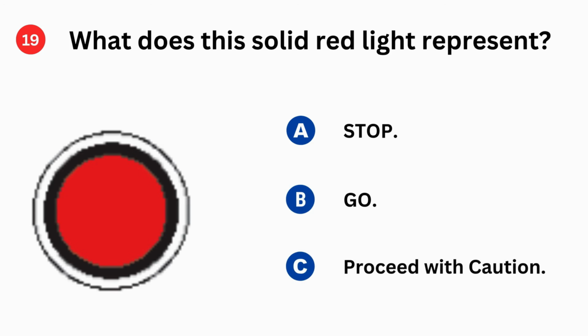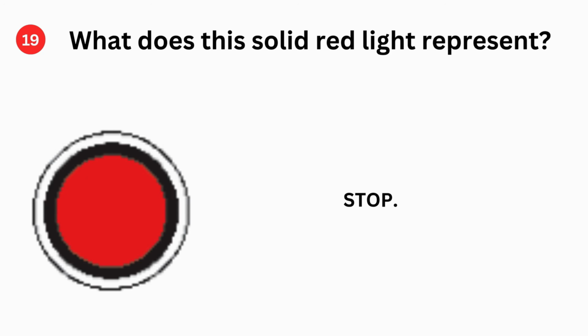What does this solid red light represent? A, stop, B, go, C, proceed with caution. Good call. It is the stop sign.